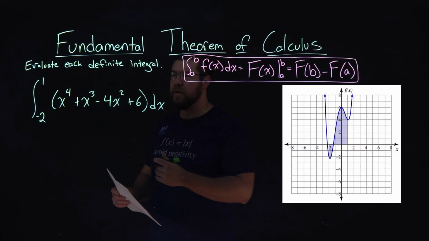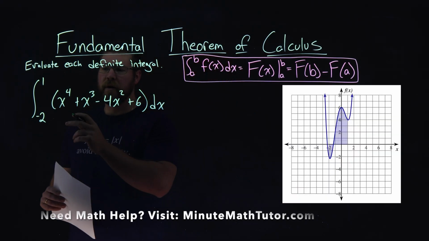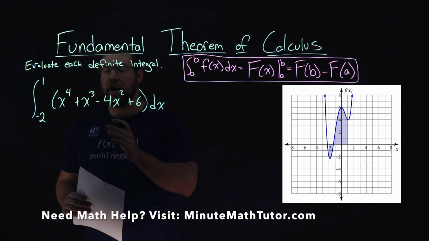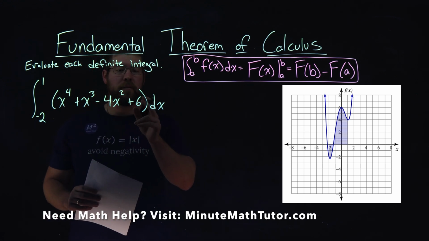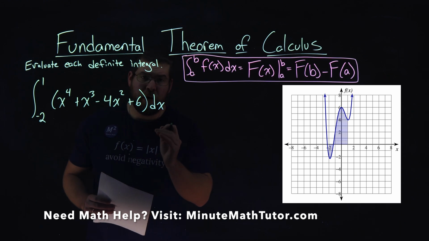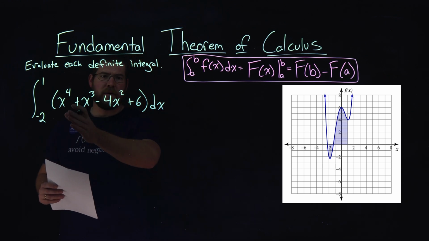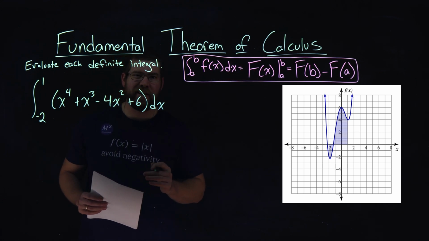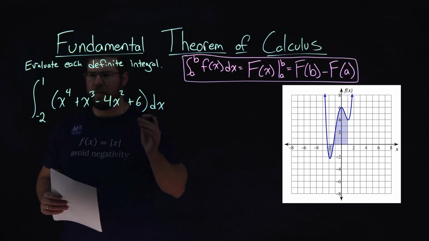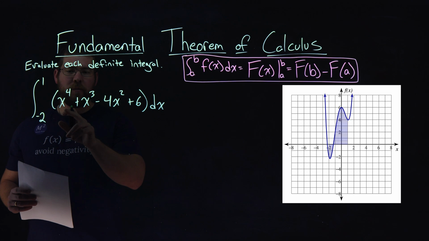We're given this problem right here, the integral from -2 to 1 of x to the fourth plus x cubed minus 4x squared plus 6 dx, and we need to evaluate this definite integral. First, let's find the integral of our function as per the fundamental theorem of calculus from a to b. So our function here, we have to find the integral.